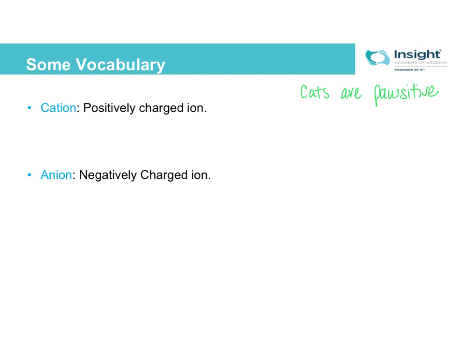So let's think about what's going on here. When we form a cation, we get that positively charged ion. So let's say we're dealing with aluminum.